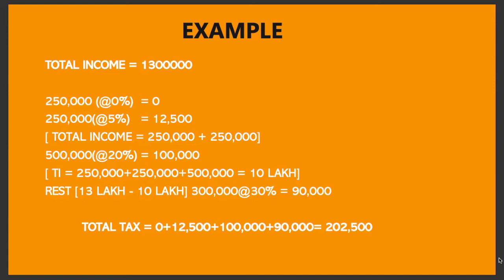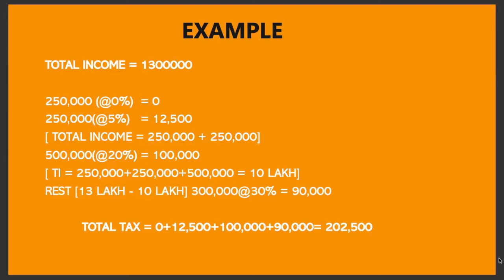The tax rate was 30%. So 3 lakh into 30% comes up to 90,000. So add all your tax, you need to pay 0 plus 12,500 plus 1 lakh plus 90,000, which comes up to 2,02,500, which is to be paid to the government. So this is how you calculate your tax on normal income.